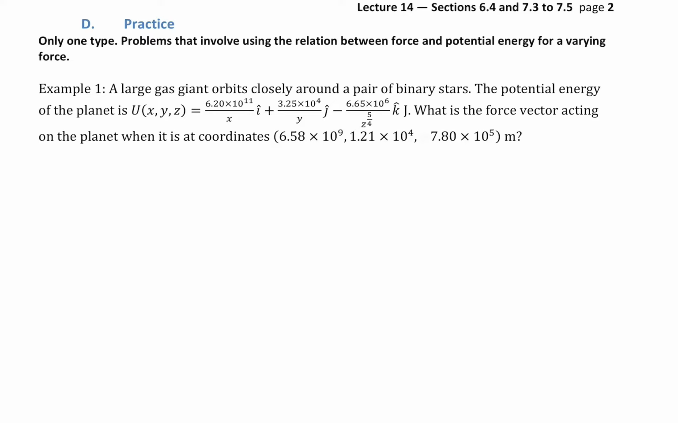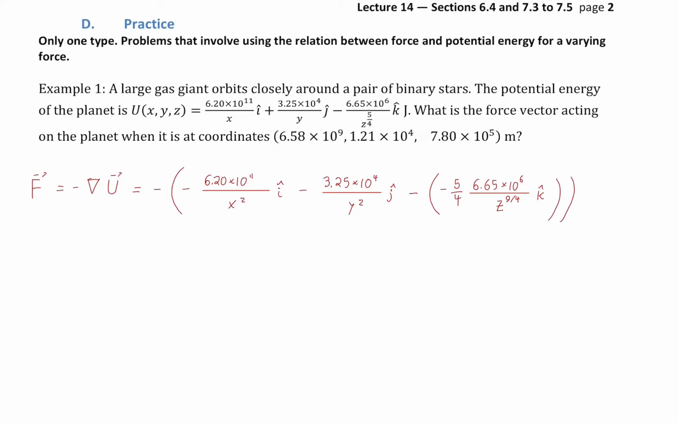Okay, all right. So a large gas giant orbits closely around a pair of binary stars. That's the premise for the problem. The potential energy of the planet is given. Okay, so this is a potential energy function in 3 dimensions. And what we're going to do is then we're asked for the force acting at particular values. Okay, so all we do here, it's very formulaic, is we just take the derivative of each of these functions one at a time. Okay, so that's the initial notation.